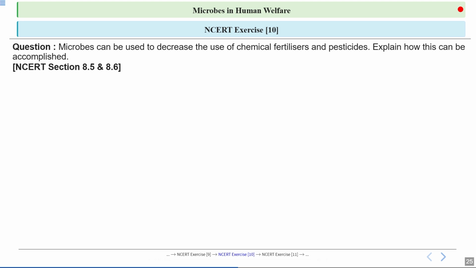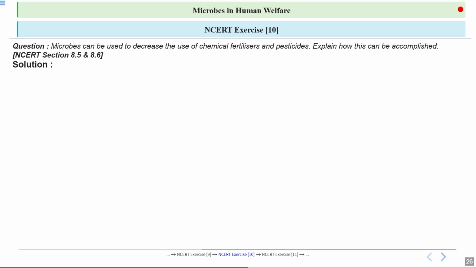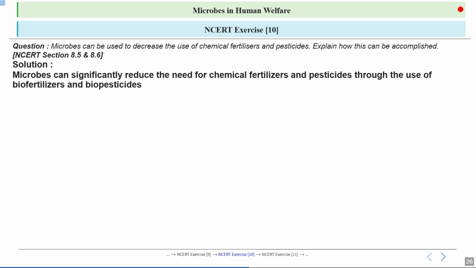Next question: microbes can be used to decrease the use of chemical fertilizers and pesticides. You have to explain how this can be accomplished. Microorganisms can significantly reduce the need for chemical fertilizers and pesticides through the use of biofertilizers and biopesticides. Let's understand this. First, let's talk about biofertilizers. Biofertilizers are basically microorganisms such as bacteria, fungi, and blue-green algae.